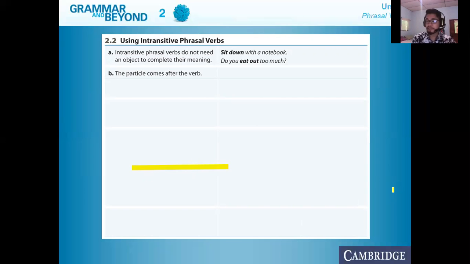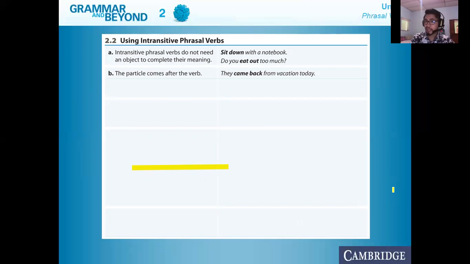The particle comes after the verb. In most of the cases, we will see some exceptions, we will always have the phrasal verb plus the particle. Normally, they cannot be separated, just in some specific cases, but we're going to see it a little bit further in the explanation.